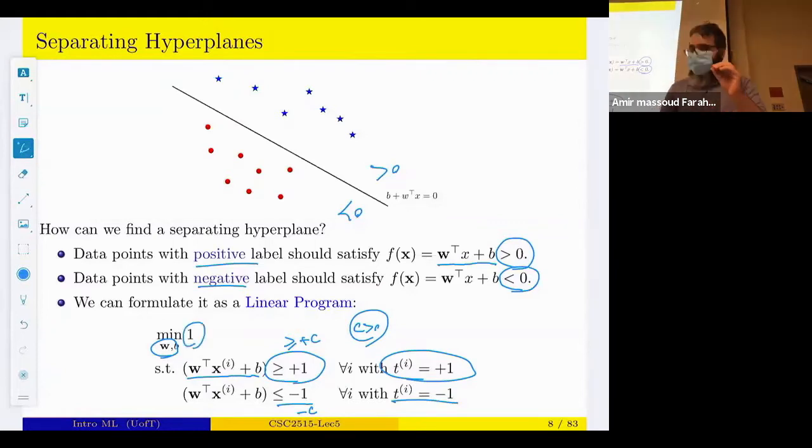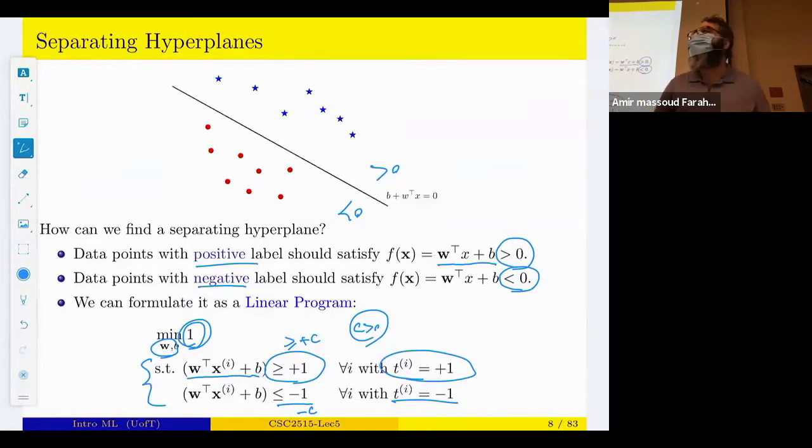So this tries to find a W that minimizes the objective, but the objective is constant, so it doesn't matter, such that the constraints are satisfied. The constraints are linear, and the objective is linear, or even constant. Using this, we can formulate it as a linear program, which has a linear objective and linear constraints.